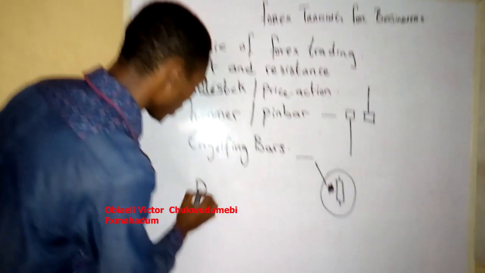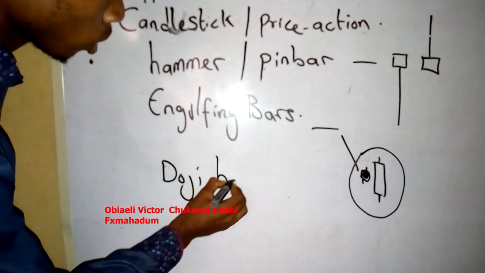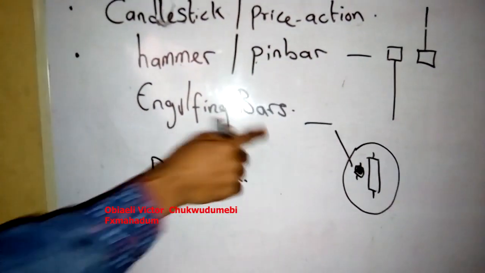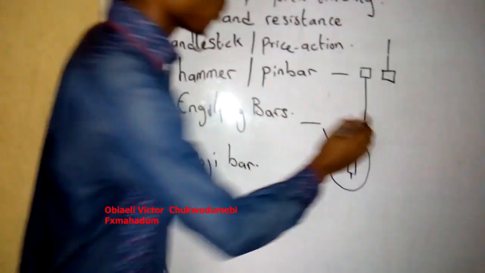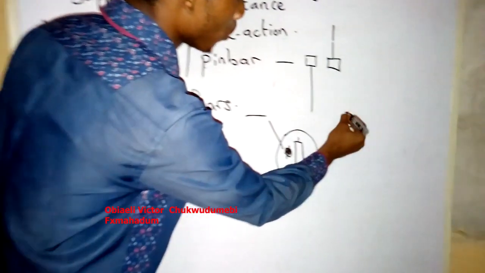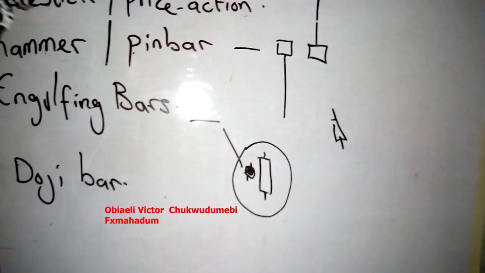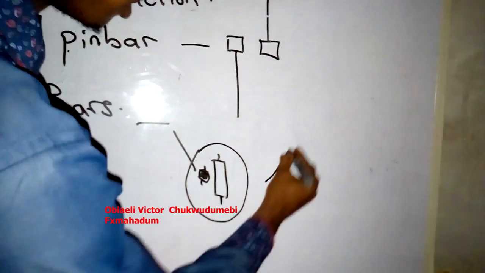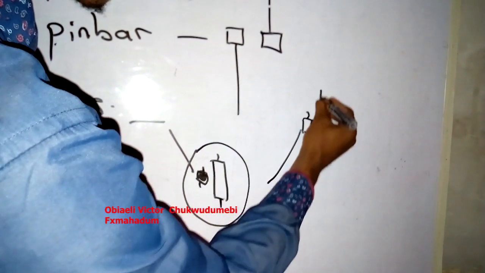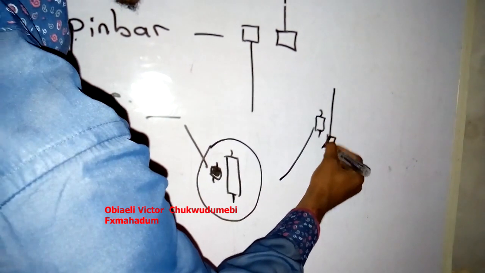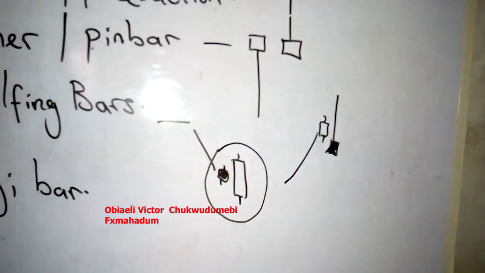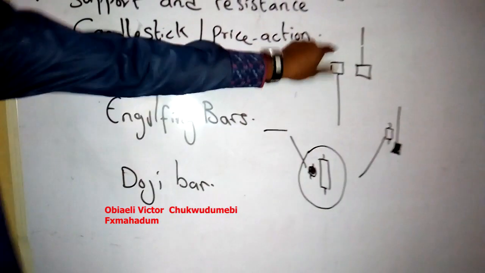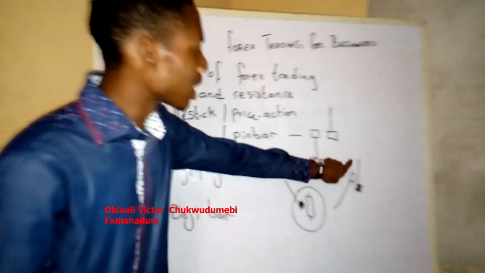The dodgy bars. Sorry, this is the bullish engulfing bar, and we have it for the bearish. We have an uptrend and a bullish candle, then we have a bearish candle. Now, there's a reason I said what? You should understand the wick. This is an engulfing bar.